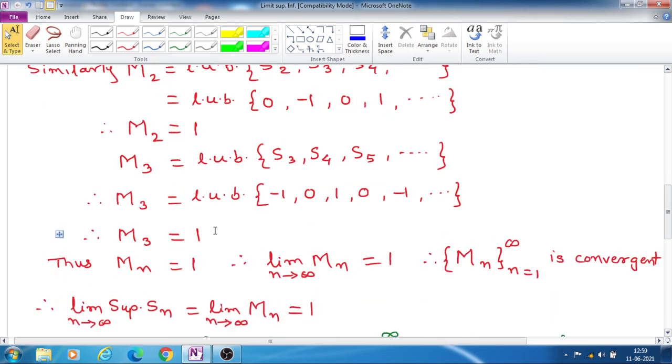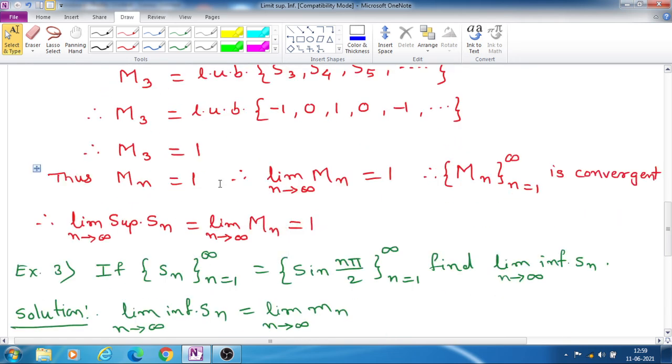So similarly, for m3, starting from S3, S4, S5, the third term is minus 1, next is 0, 1, 0, minus 1, and so on. Again the least upper bound of this set is also plus 1. So if we take any mn value, then the least upper bound of that set is plus 1.